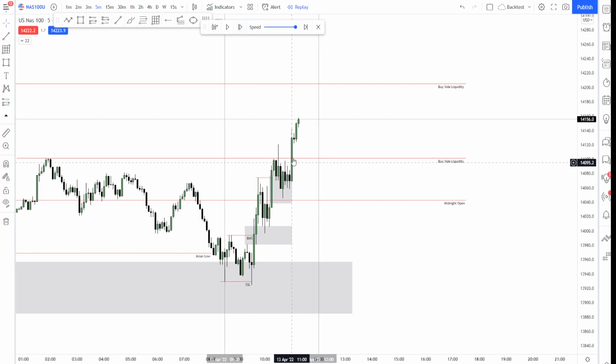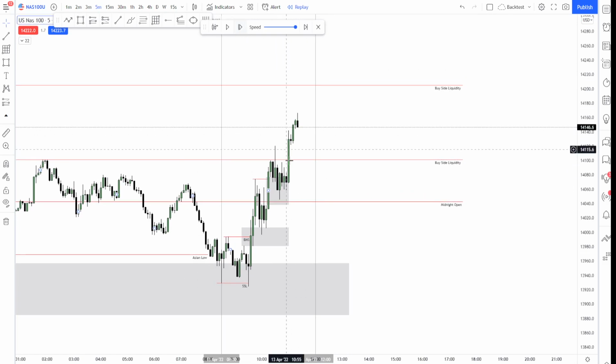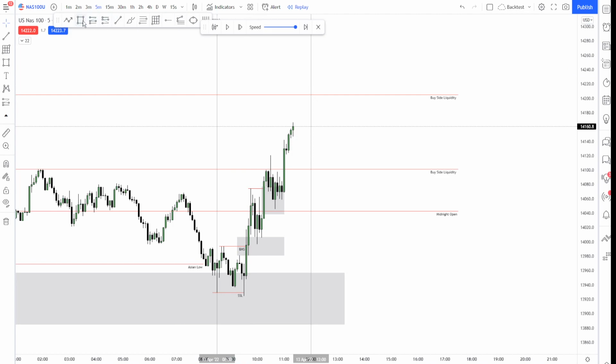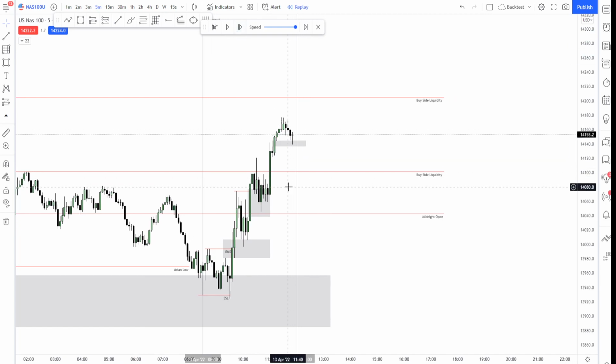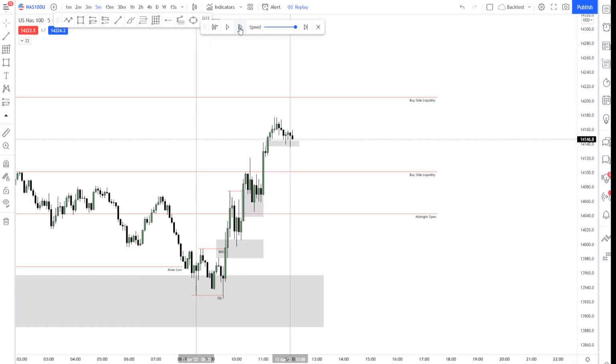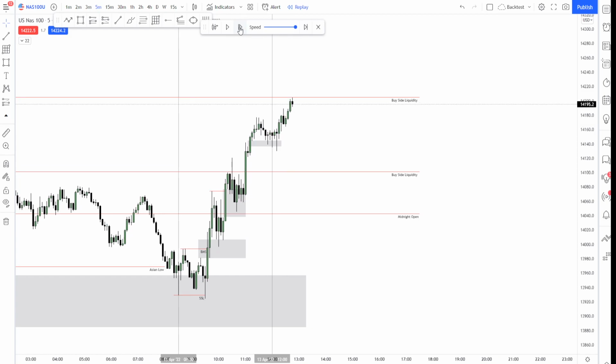Price goes up. Another imbalance created here, so we could potentially get an entry here, or we can get another entry right here. What do we see happen? Price taps it. Price continues up.